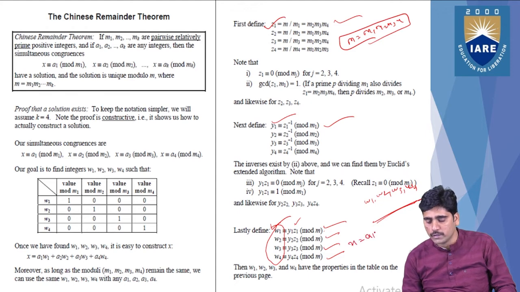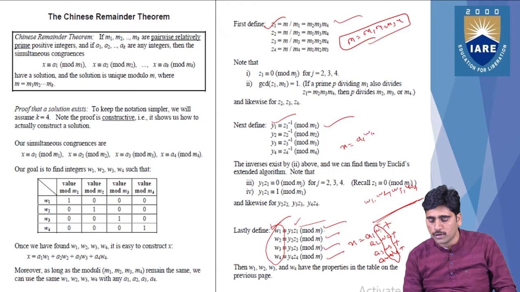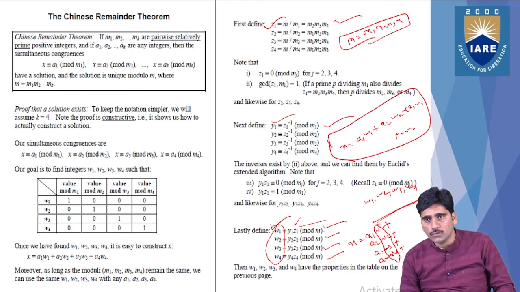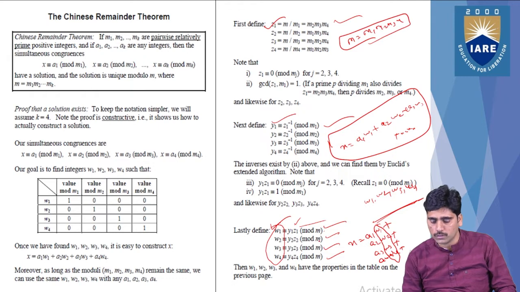Now the solution is X equals A1 W1 plus A2 W2 plus A3 W3 plus A4 W4. So substitute all these W values in A1 W1, A2 W2, A3 W3, so that you get the final solution X equals A1 W1 plus A2 W2 plus A3 W3 plus A4 W4. This is the unique solution you need to obtain, from the Z values and the Y values, right?